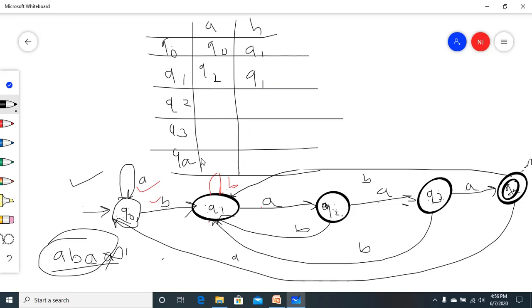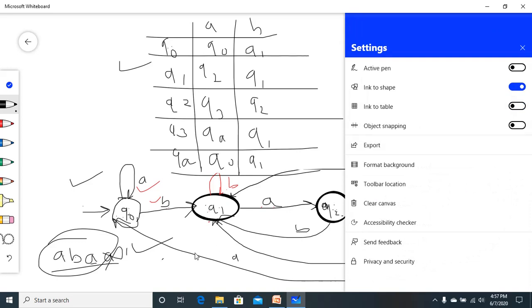We are in Q2 state, we read A, then we have to move to Q3. We are in Q2 state, we read B, we remain in that state only. We are in Q3 state, we read A, then we have to move to QA. And in Q3, on B, we have to move to Q1. We are in QA, and read A, then we transit to Q0. And for B, we have to move to Q1. This is our transition table. This is our transition diagram for our respective problem. Okay, so what is the second? I hope you people have understood now.